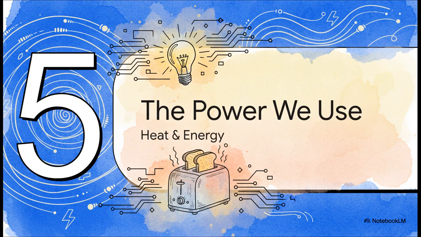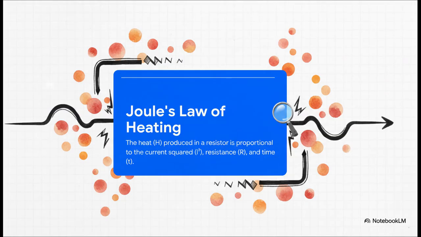Okay, so we get how electricity moves around, but what about the work it does? The reason we use it in the first place? Let's talk about the power we actually use. You remember that resistance, that squeeze we talked about? Well, all that bumping and crashing, all that friction, it generates heat. A lot of it. This is known as the heating effect of electric current, or Joule's law. And the formula is pretty simple. The more current you force through something with resistance, the hotter it's going to get. And the longer you do it, the hotter still.